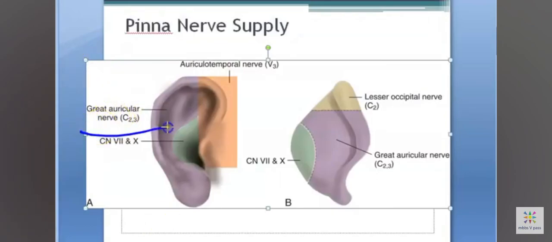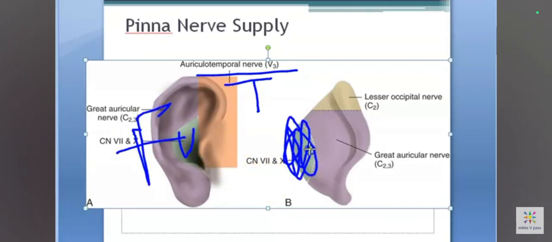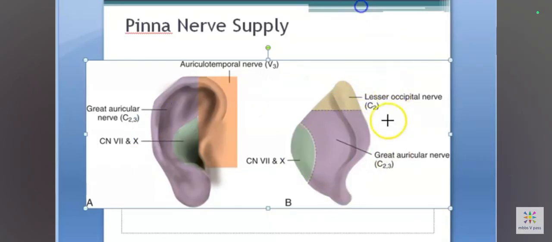Okay, great auricular nerve, that is C2, C3. Okay, then you have auriculotemporal nerve, that is from trigeminal, that is this part of it. Then you have vagus and cranial nerve 7, that is facial nerve. Facial nerve and vagus nerve inside. Okay, so same thing behind they have mentioned here, vagus and facial nerve. Here you have the great auricular nerve in the purple, and then you have the lesser occipital nerve.